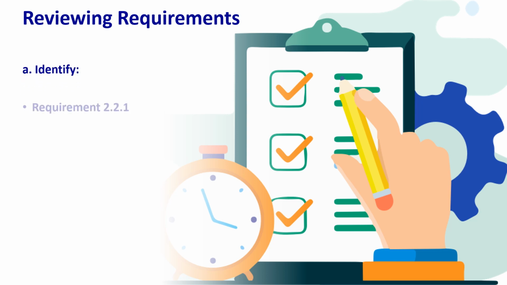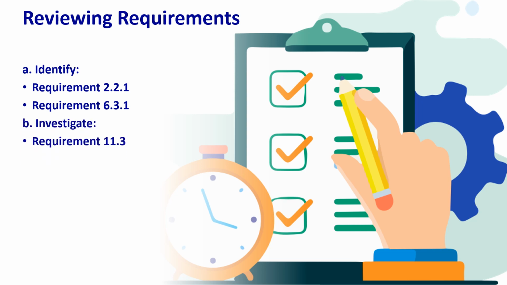A. Identify. Requirement 2.2.1 Configuration standards address all known security vulnerabilities. Requirement 6.3.1 New security vulnerabilities are identified using industry-recognized sources, and risk rankings are assigned based on industry best practices. B. Investigate. Requirement 11.3 External and internal vulnerabilities are regularly identified, prioritized, and addressed. Requirement 11.3.1 Internal vulnerability scans are performed at least once every 3 months.